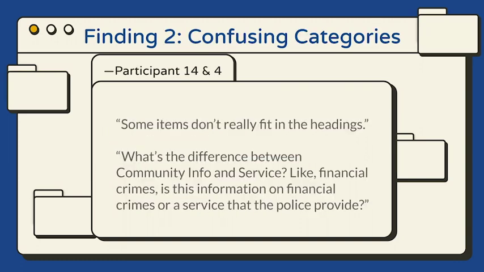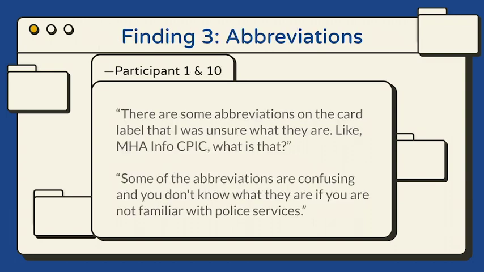The second finding we found is confusing categories. P14 commented some items don't really fit in the headings. P4 commented, what's the difference between community info and services? Like financial crimes, is that information on financial crimes or is that a service that the police provides? The most confusing categories we found in our card sort were services and community info. This suggests categories need to be more clearly differentiated.